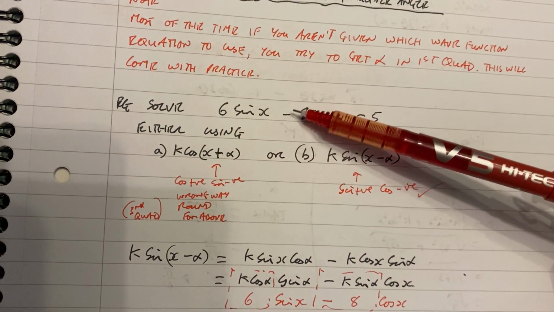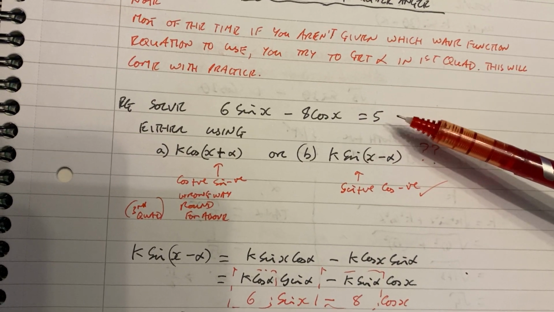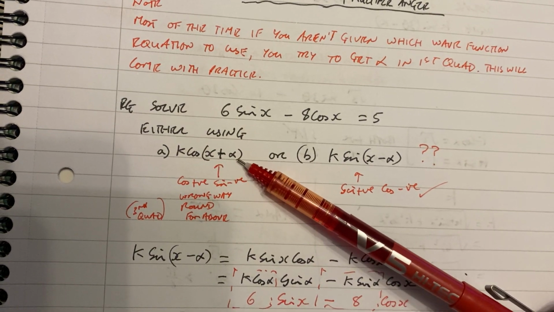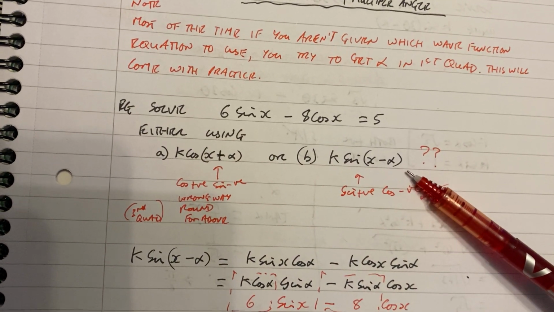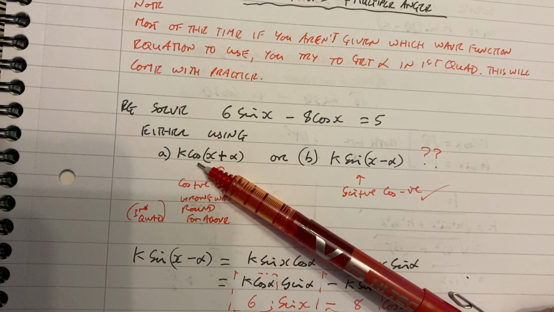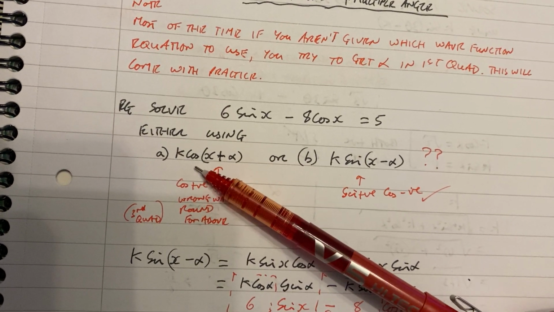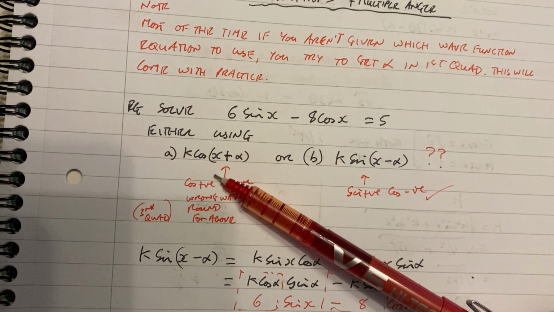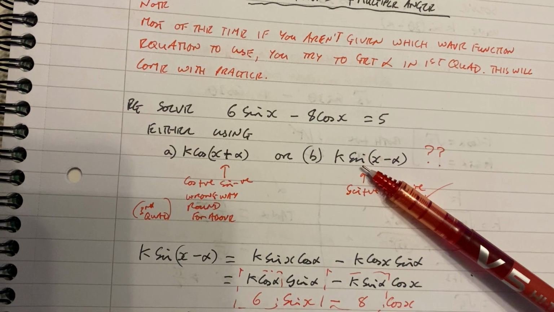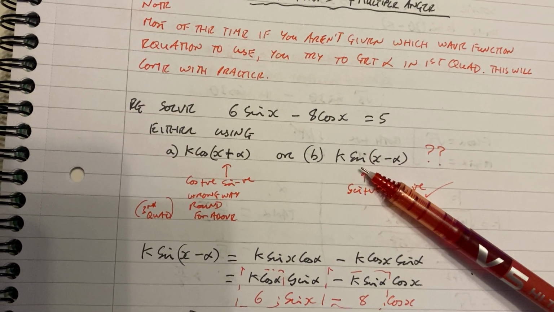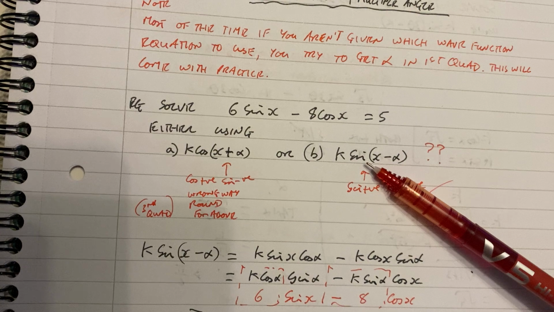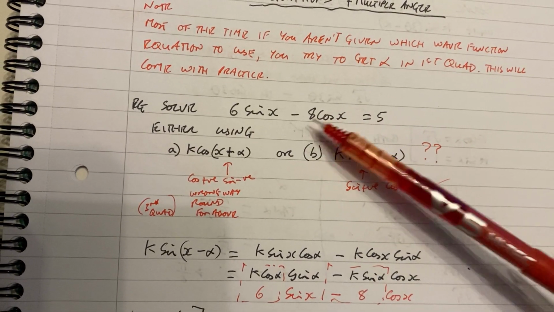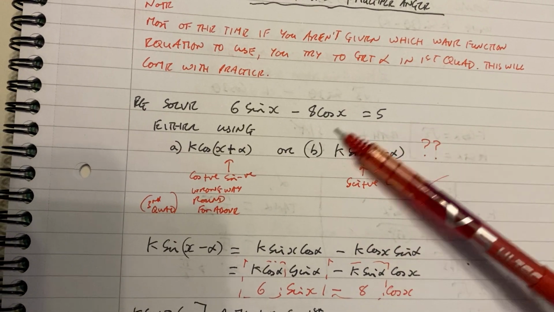So 6 sine x minus 8 cos x equals 5, and we've got to solve it. We've got to solve using either k cos(x + alpha) or k sine(x - alpha). When we expand k cos(x + alpha), we get cos x cos alpha minus sine x sine alpha. But the sine x is positive, so that one's not going to give us it in the first quadrant. Here, k sine x cos alpha minus k cos x sine alpha: cos x is negative, which means we'll get a positive. So it's going to be this one.